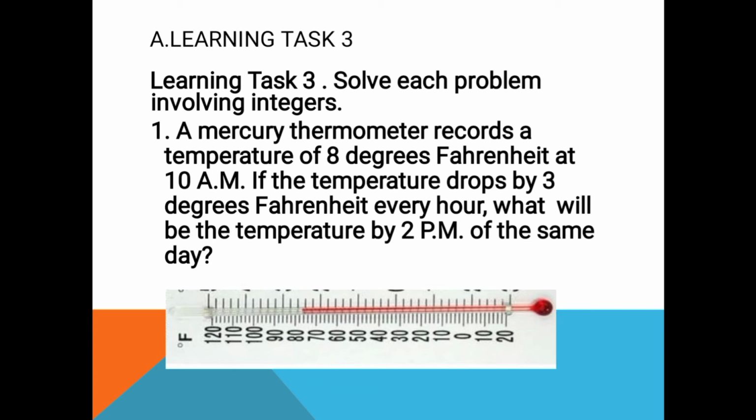So meaning to say, you're going to subtract the negative. So what will be the temperature after 2 p.m.? So you analyze the given problem. So you just subtract it. So what will the mercury thermometer record? A thermometer of 8 degrees Fahrenheit at 10 a.m. Okay?